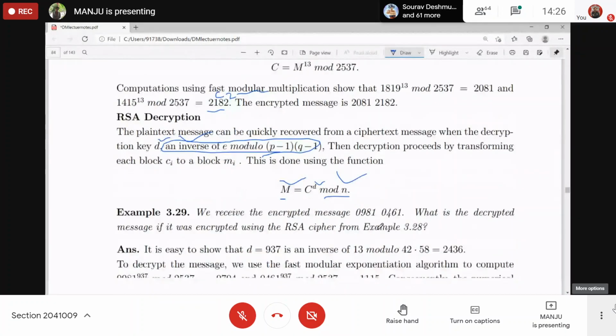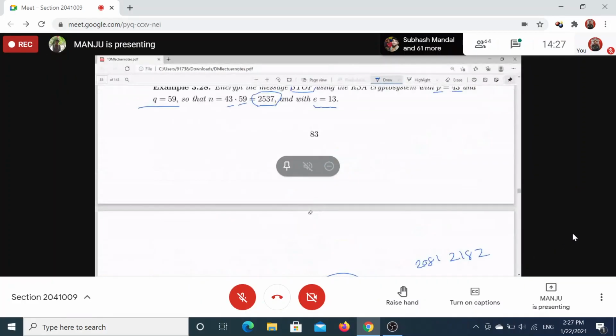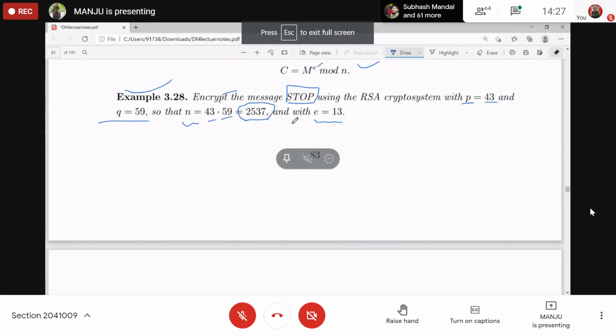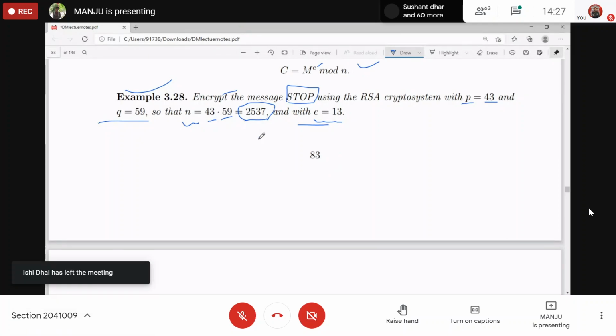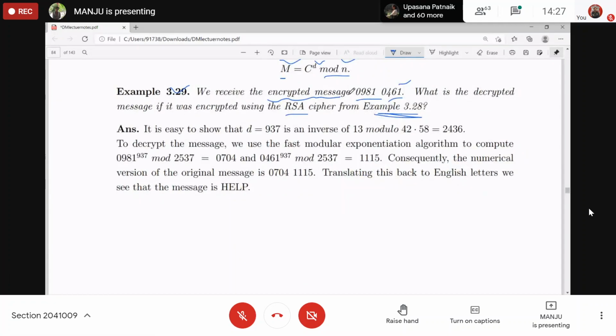For example, the encrypted message is given as 0981 0461. What is the decrypted message if it was encrypted using RSA under this N and E? It is given in this example. N is 43 into 59, and E is given as 13. That is in the last example it is given.